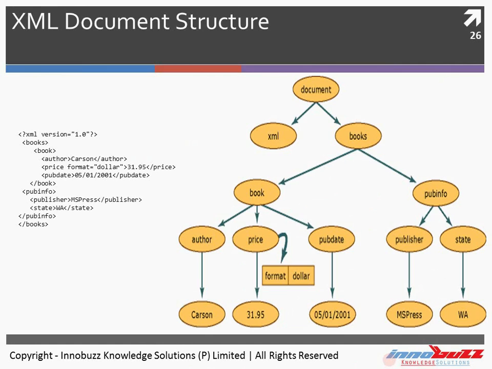This is how an XML document structure is represented using nodes. The root element will be the document element, that is books, and within it you have two elements, book and pub info. These act as parents: book has children author, price, and pub date, and publisher info will have child elements like publisher and state. So this is how the XML document structure will be built.